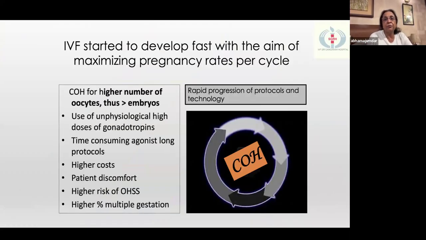there was rapid progression of protocols and technology. We started stimulating the ovaries to get a higher number of eggs and therefore embryos. IVF was very nascent. We couldn't have very good embryo conversion, so we needed a lot of eggs to have a proper embryo conversion. For that, we used very high doses of gonadotropin. We used the agonist long protocol, which all led to higher cost, patient discomfort, higher risk of ovarian hyperstimulation, and a higher percentage of multiple gestation. In those days, we would see twins, triplets, quadruplets quite often.